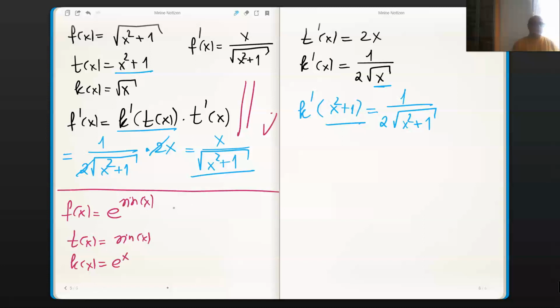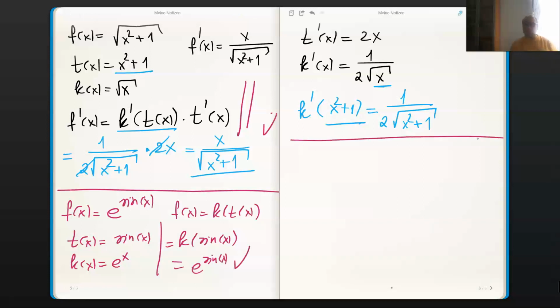Can I check it? Yes, I can. f of x would be k of t of x. Is it working? Yes, it is working. We have k of sine of x, and sine of x is being put into the power of e, which is e to the power of sine of x. So check. You don't have to do the check, but you have to maybe do the separation.